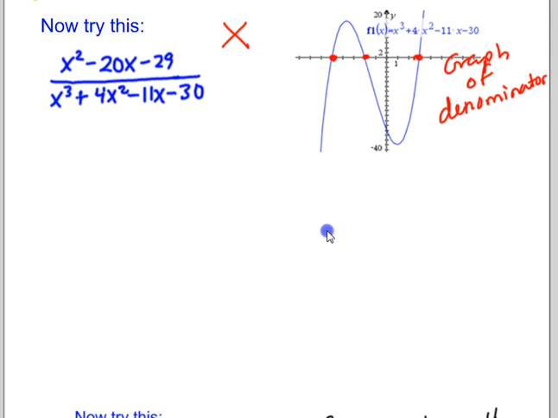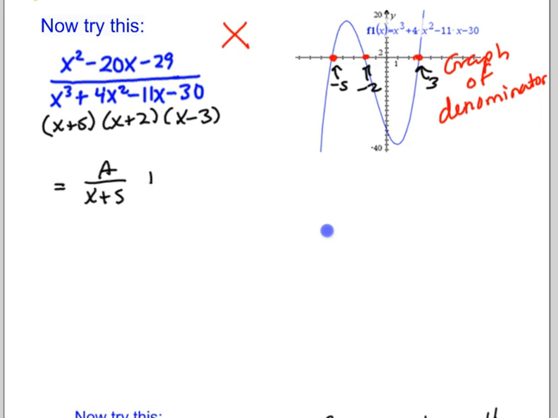Okay, so if you've decided not to pause and you want to listen, or if you're checking your work, here goes. This is -5, -2, and +3 are my zeros. So my factors are x plus 5, x plus 2, and x minus 3. So I can set this up as equal to A over x plus 5 plus B over x plus 2 plus C over x minus 3.